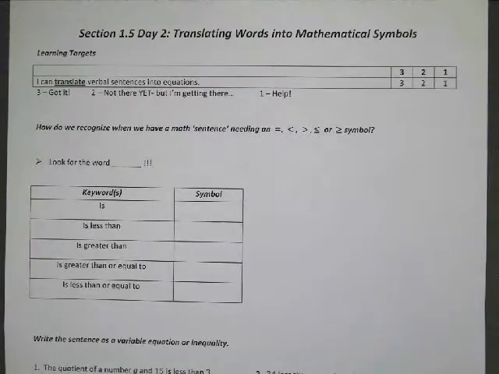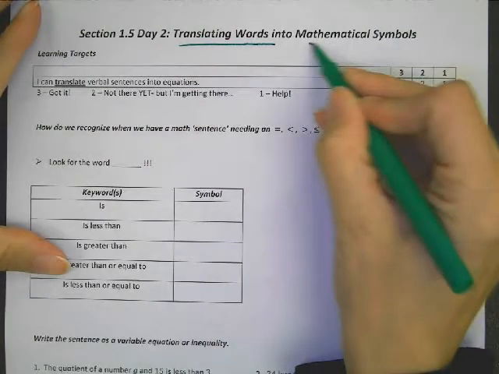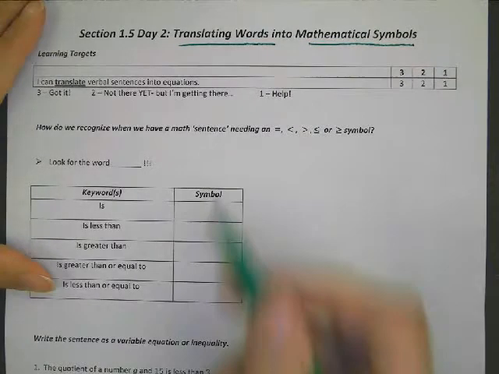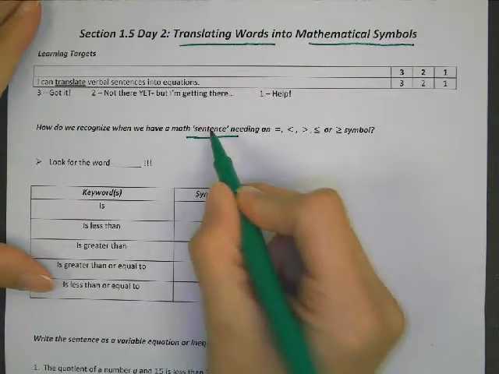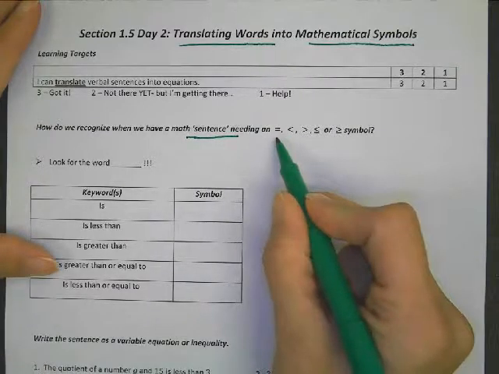This lesson is about translating words into mathematical symbols. Okay? And today we are going to specifically be changing them into a math sentence. Okay? So a sentence needs to have one of these symbols. It needs to have the equal sign.